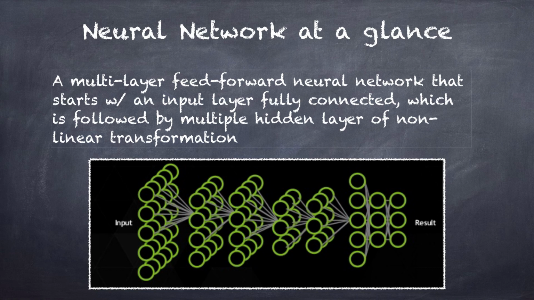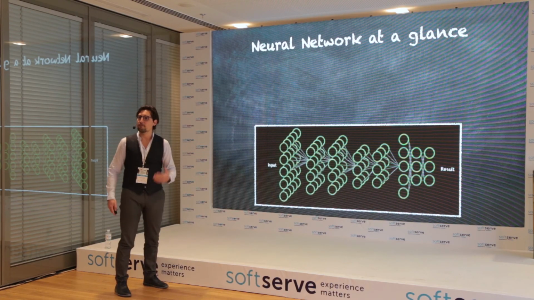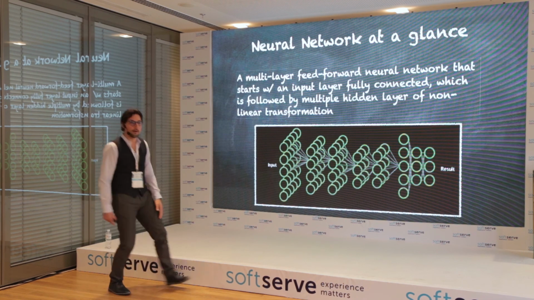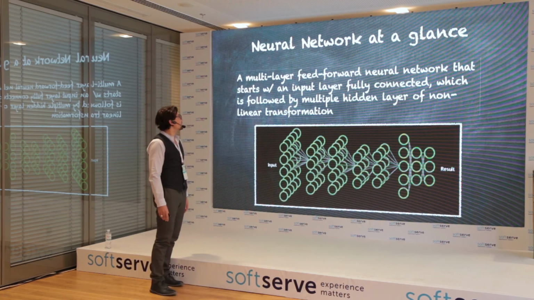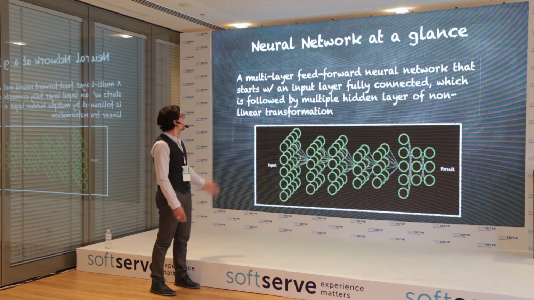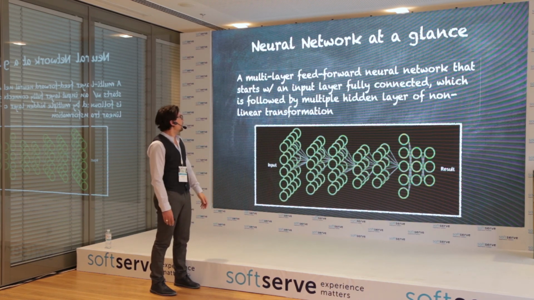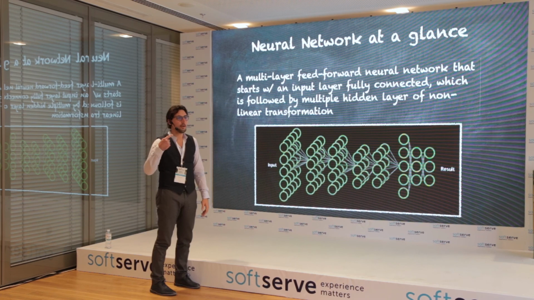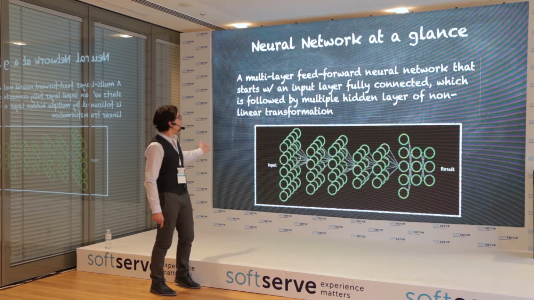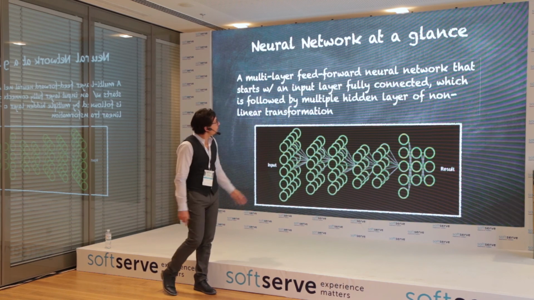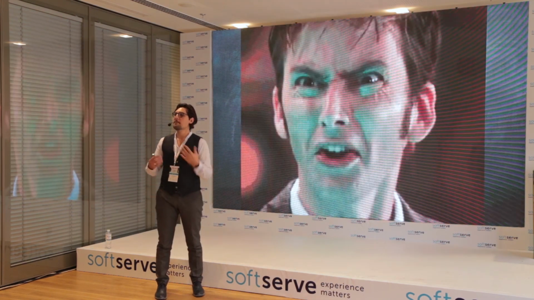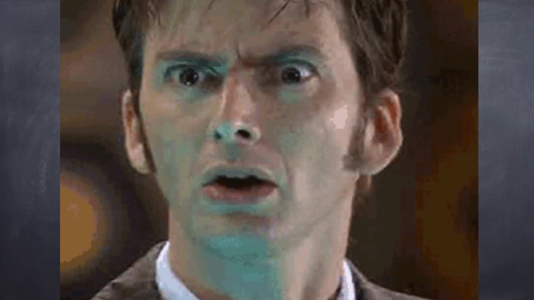If you want to describe it at a glance using more specific terms, you can say that this is a multi-layer feed-forward neural network. It starts with an input layer on the very left, followed by fully connected layers, then multiple hidden layers in the middle with non-linear transformations. If you're quite new to these kinds of things, maybe this is your reaction, because you don't really know what I'm talking about.